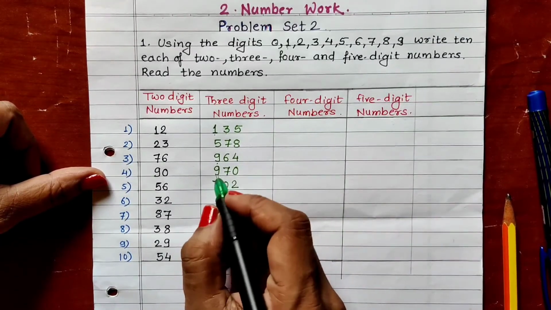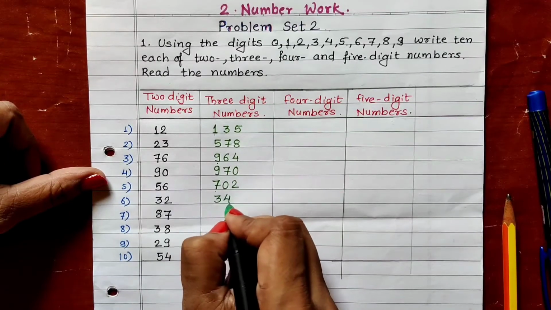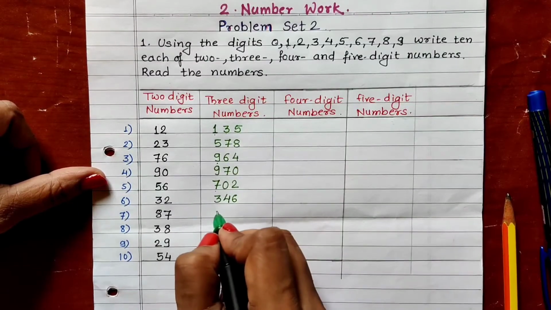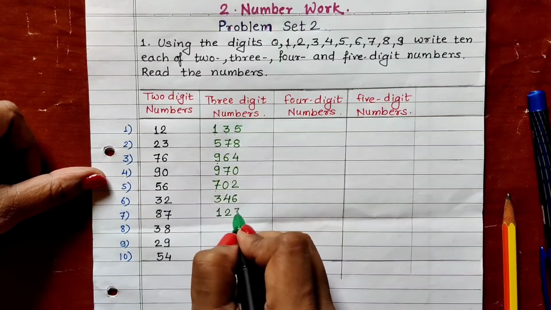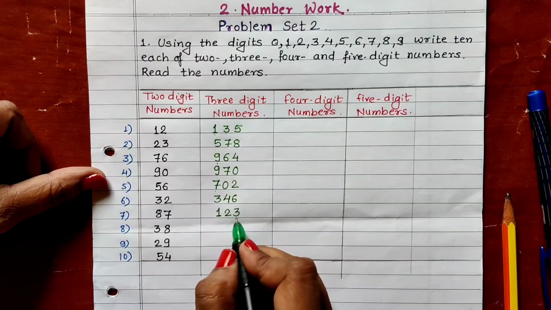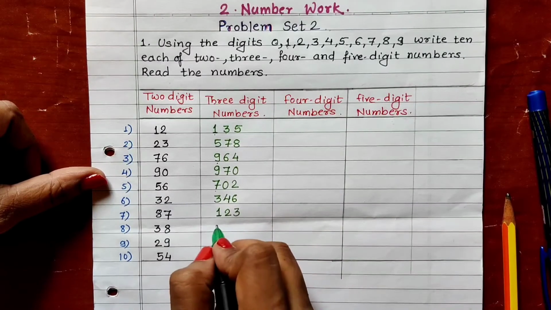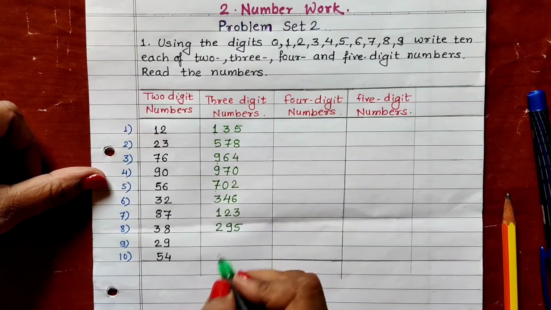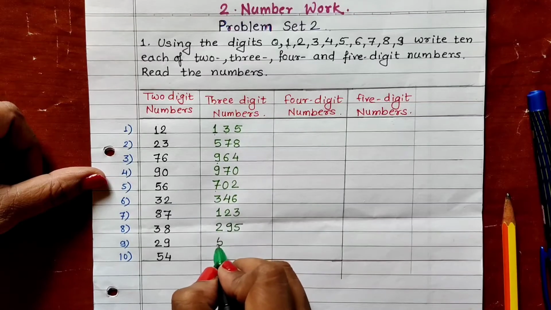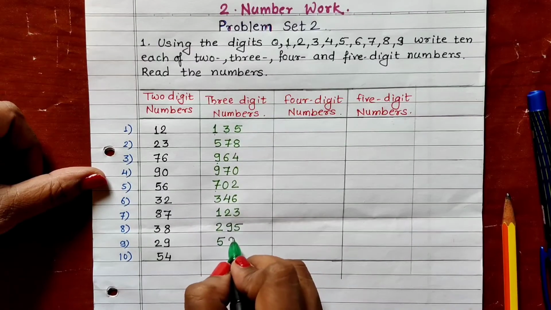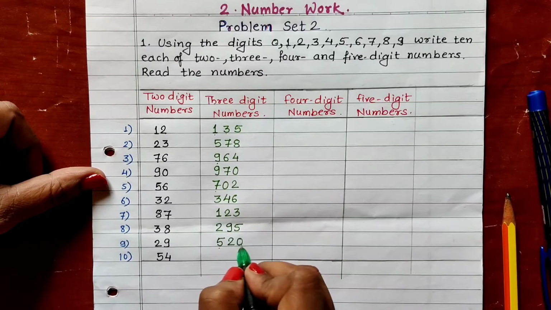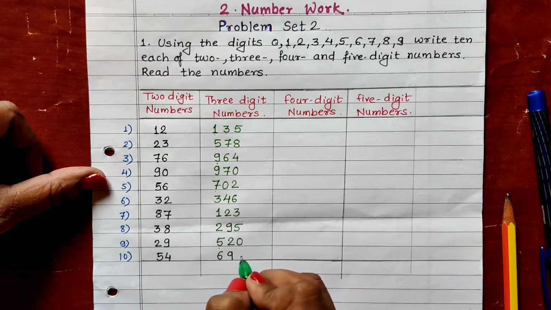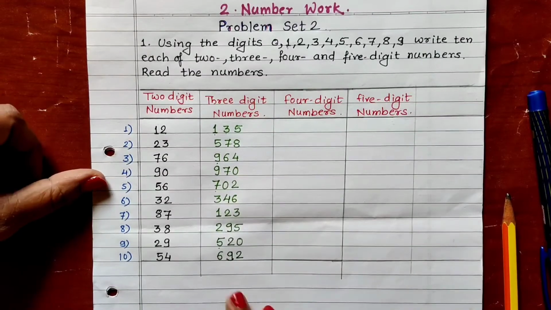If I write 3, 4, 6, it will be 346. If I write 1, 2, 3, it will be 123. If I write 2, 9, 5, it is 295. If I write 5, 2, 0, it will be 520. If I write 6, 9, 2, it will be 692.